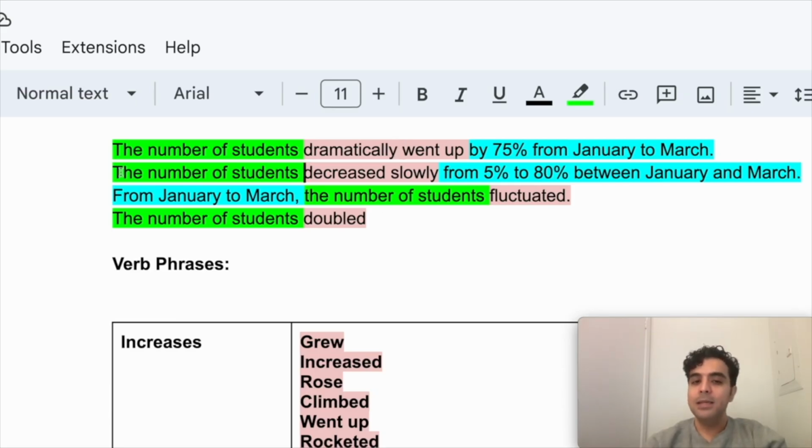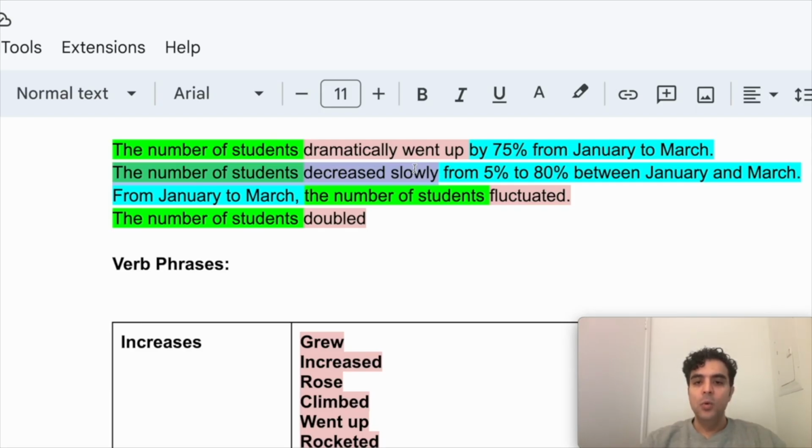Or in this case, I could have said the number of students slowly decreased instead of decreased slowly. Which one's better? No difference. They're both the same. They're both correct. But remember, what's important is that by creating these variations, you are producing sentences that are different in structure, and so the examiner will appreciate this variety in your sentence structures and the way you're expressing your ideas.